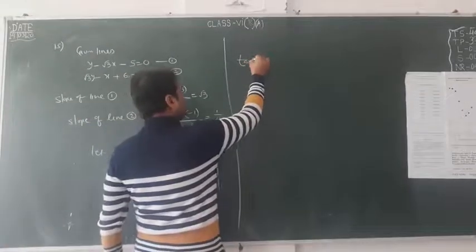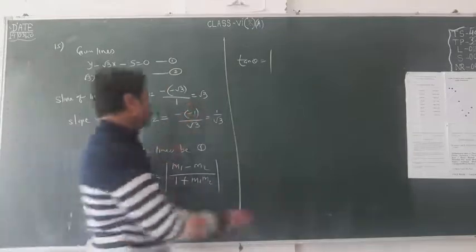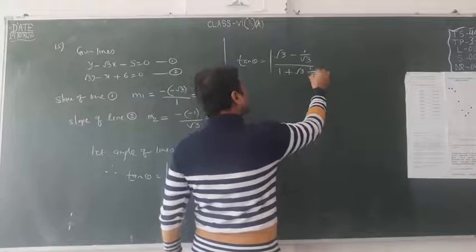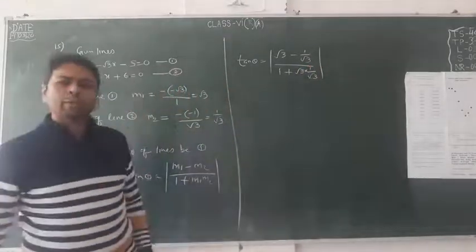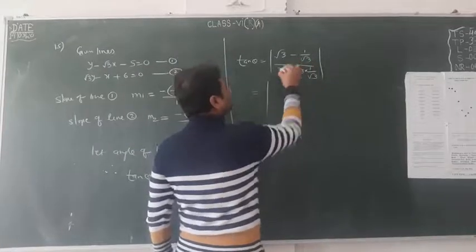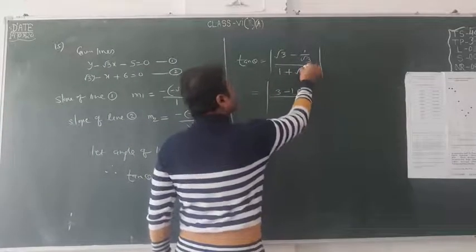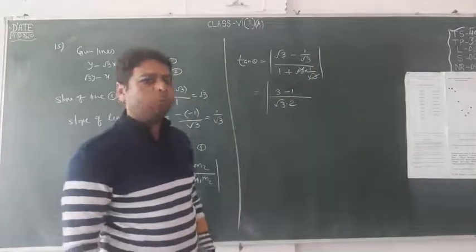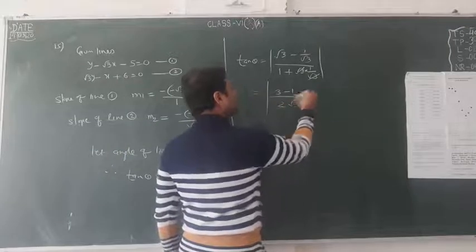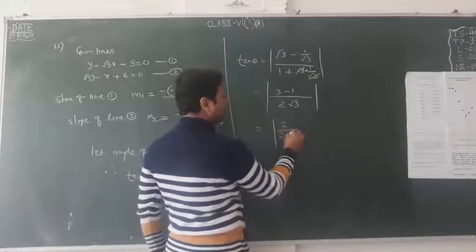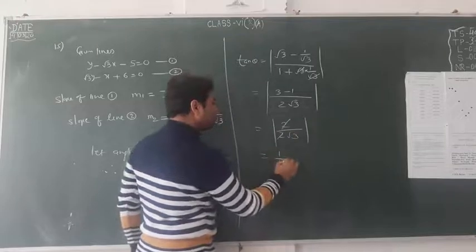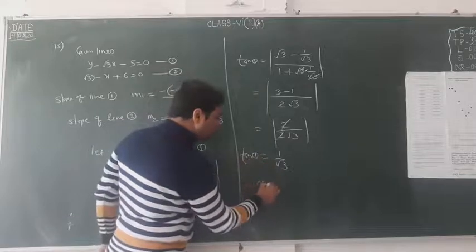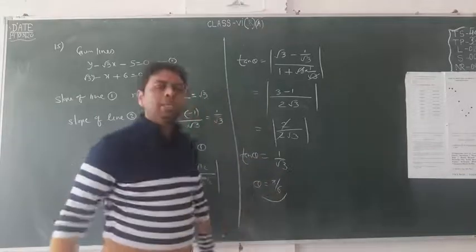So tan theta is equal to m1, meaning root 3 minus 1 by root 3, upon 1 plus root 3 times 1 by root 3. This is all m1 m2 I put there. Take an LCM. 3 minus 1 is 2, and this root 3 will come here, 2 root 3. Hope you have got it, very easy for one and all. So lastly I would have 2 by 2 root 3, cancel. So I got 1 by root 3. Tan theta equal to 1 by root 3, so theta is equal to pi by 6, meaning 30 degrees.